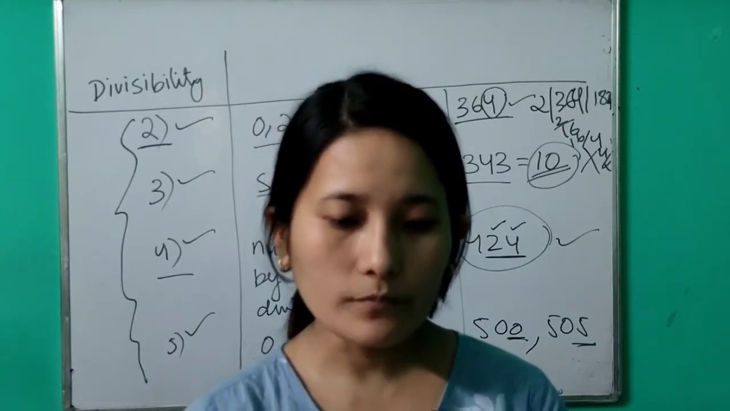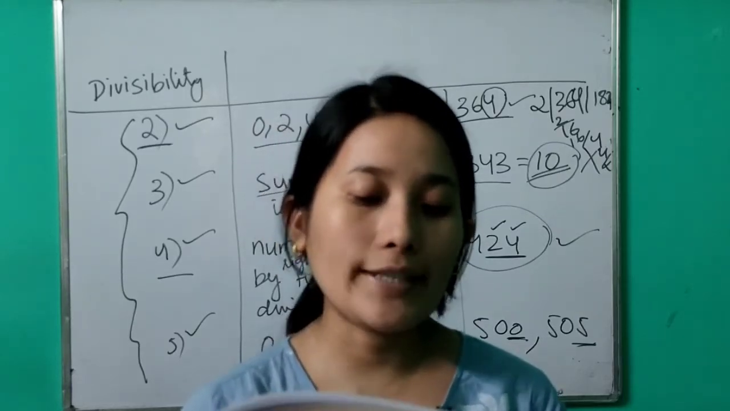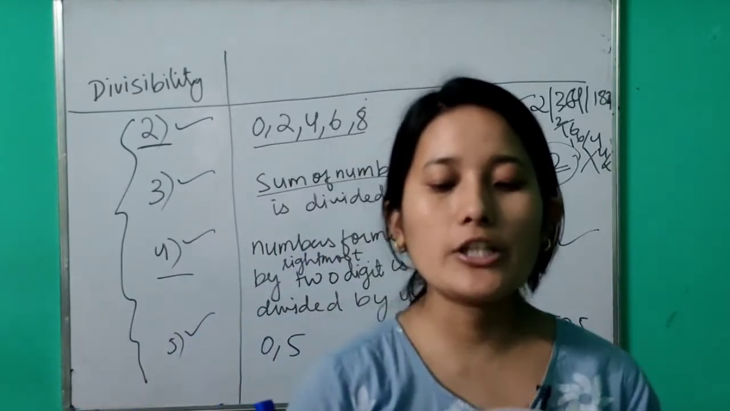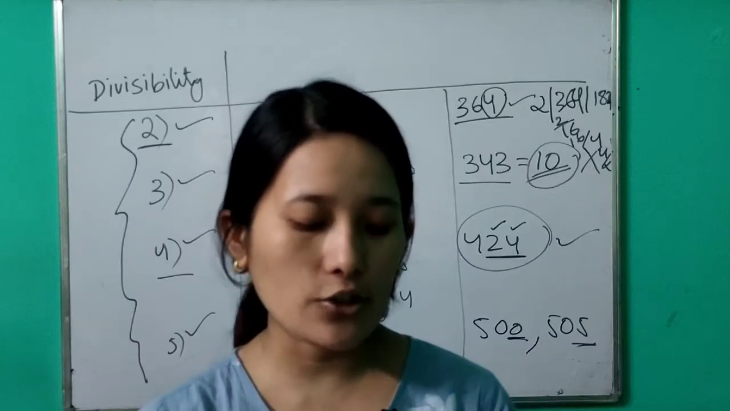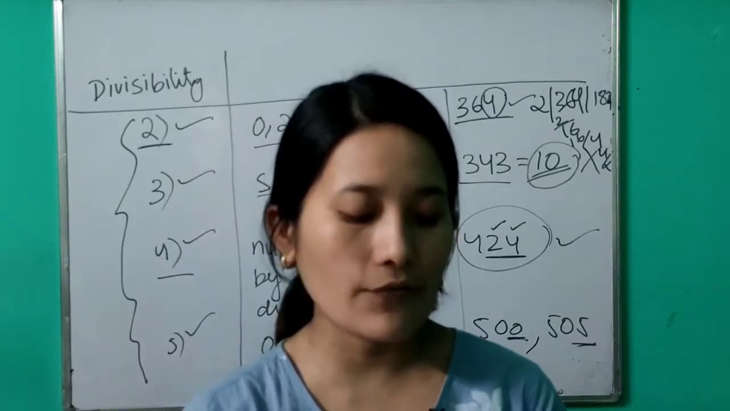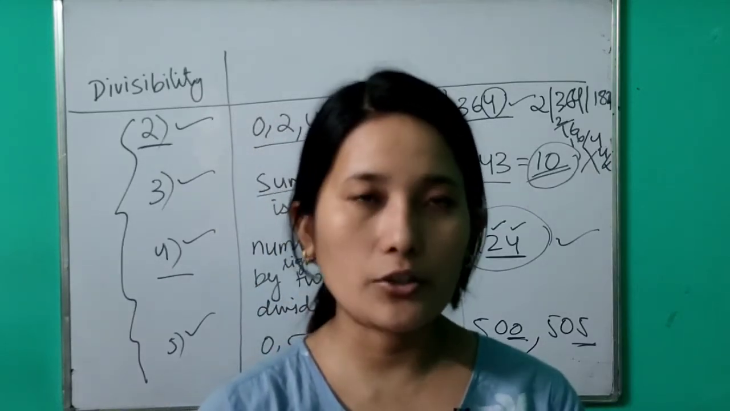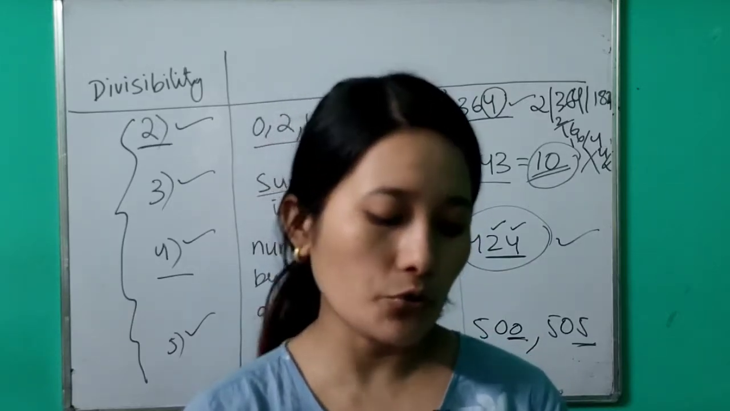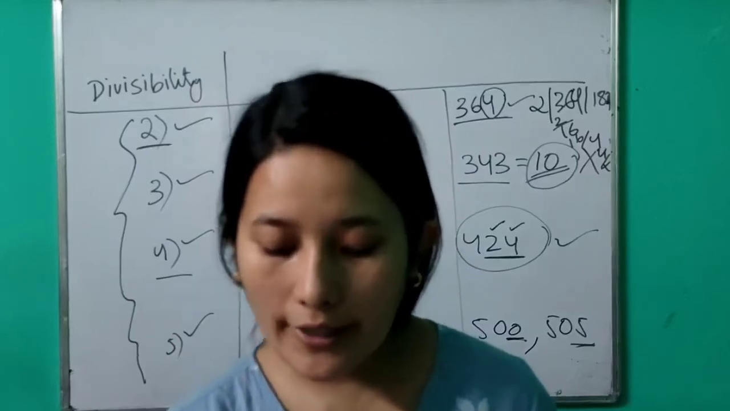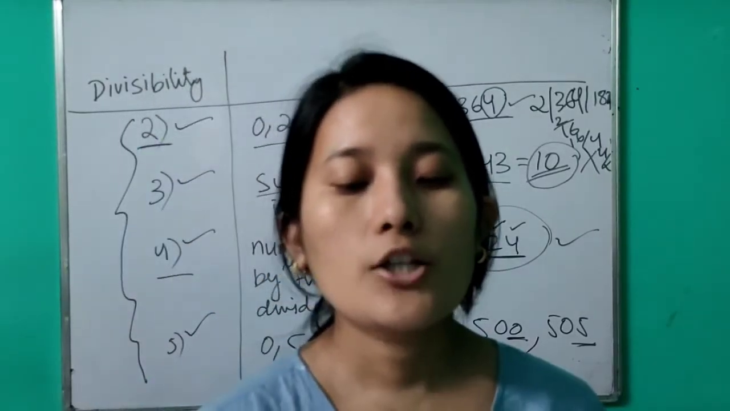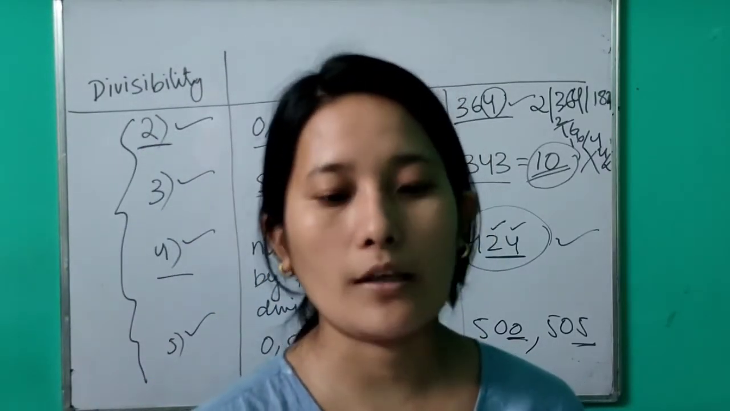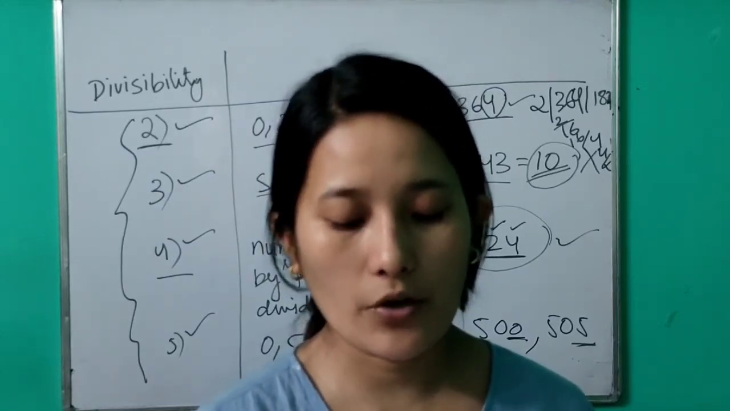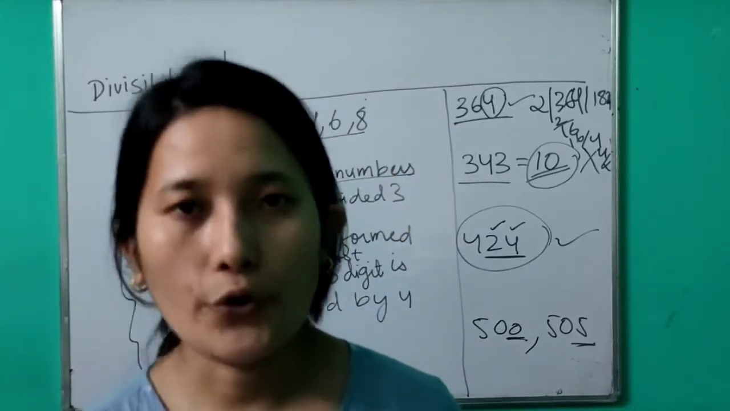Now 10. What is the rule for 10? If the rightmost digit in the number is 0, then only it is divided by 10. But here you can see the rightmost digit is 5. So 10 does not divide this particular number. So here you will put cross. Okay, so similarly you will do the other questions too. Now let's go to question number 2. Check whether the given number, same thing. Here you have to check whether 3, 4 and 9 divide that particular number or not. So you can do this on your own.